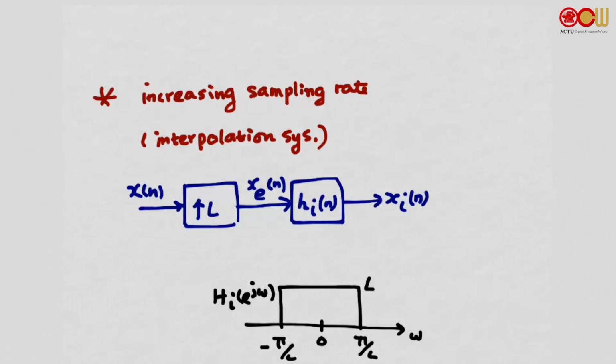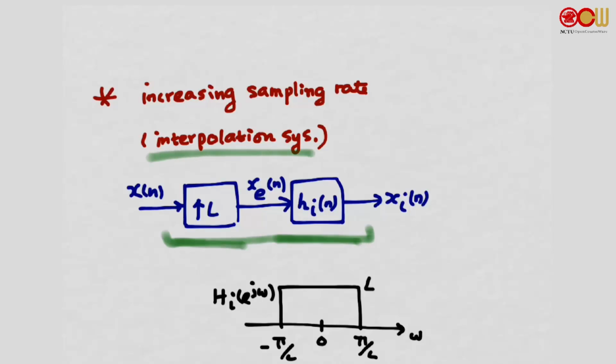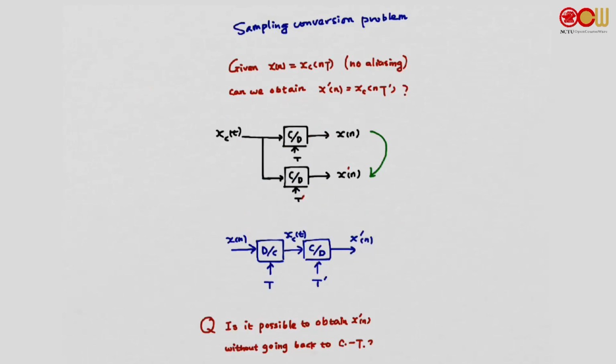We call this connection of expander and interpolation filter an interpolation system. It's the interconnection of the two. Now going back to the problem that we started with, is it possible to obtain x'[n] without going back to continuous time? Yes, indeed, we can do this by using the interpolation system.